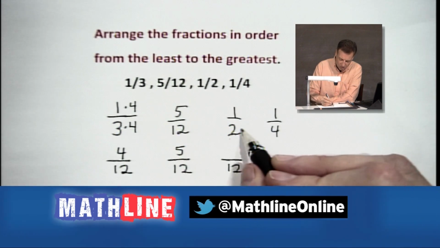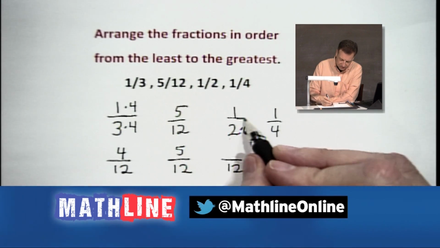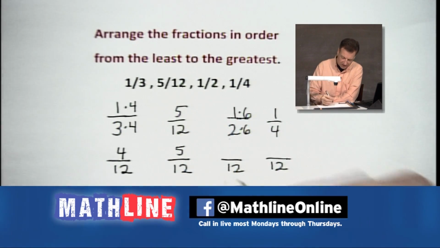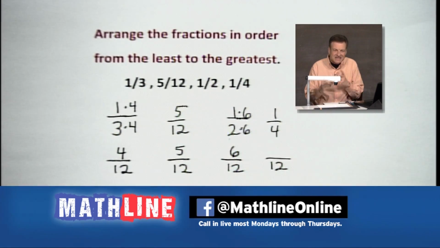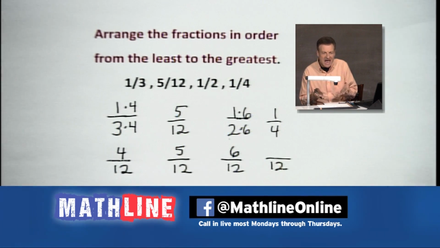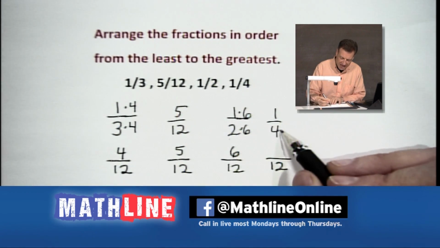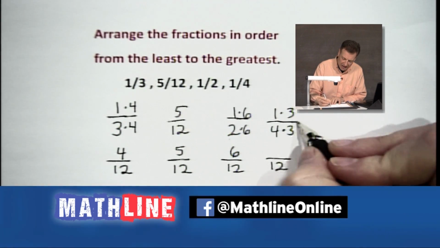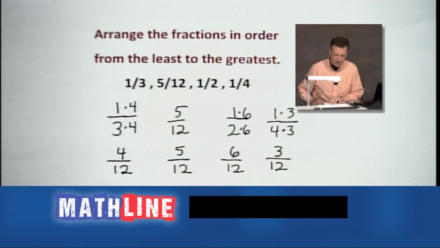Now, what about here? We're multiplying by 6. So that means we multiply the numerator by 6. It's going to give us 6/12. Now that makes sense. That's 1/2. 6 out of 12. That's a half. How about the last one here? Looks like we multiplied by 3. And that's going to give us 3/12.